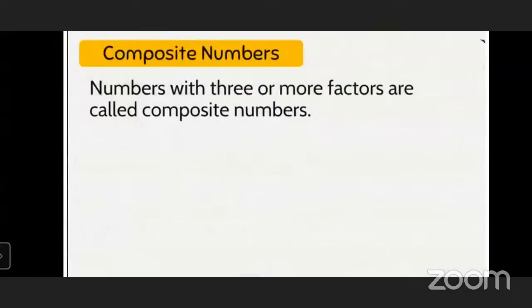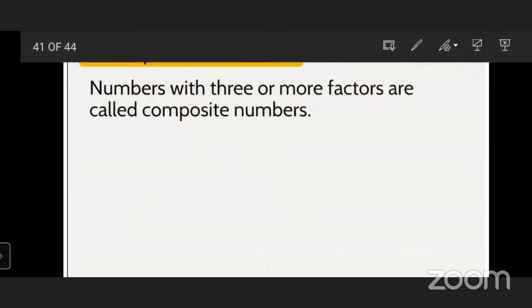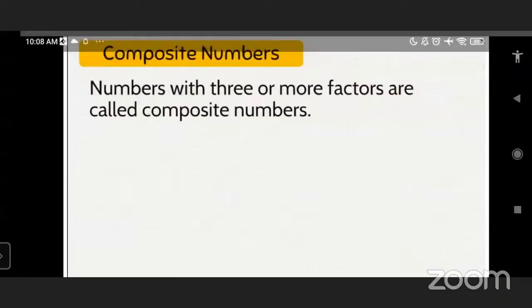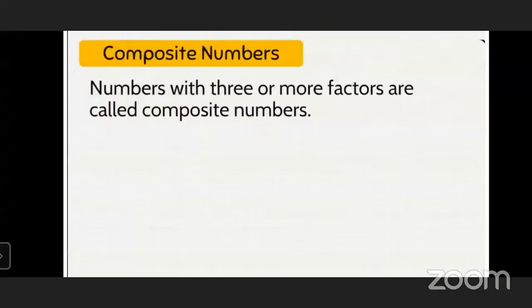Okay. Now composite numbers. Numbers with 3 or more factors are called composite numbers. So tell me any examples. 35. Sir, 35 is right. 35 is a composite number. Now tell me the factors of 35.